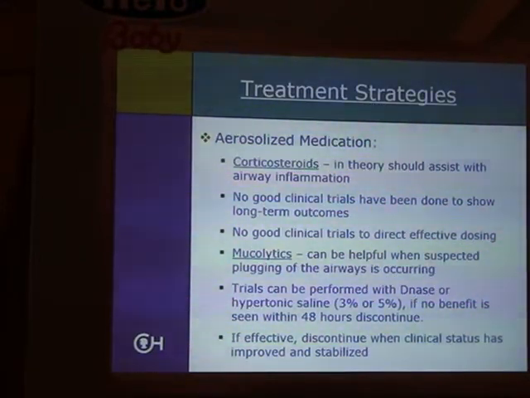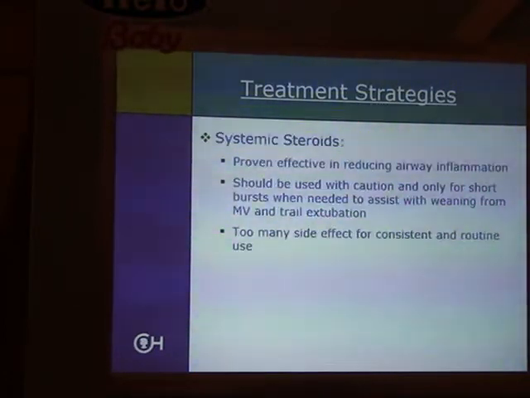There was one crossover trial in infants on mechanical ventilation with RDS that looked at the use of hypertonic saline, they used 3% in the study, the use of Dornase alpha, and then the two combined together. And there's actually a greater effect of using them combined for 48 to 36 hours. They had resolution of the airway plugging, and they were able to make some moves on ventilation. But it's not really a long-term treatment strategy. It's short-term to get rid of the barrier.